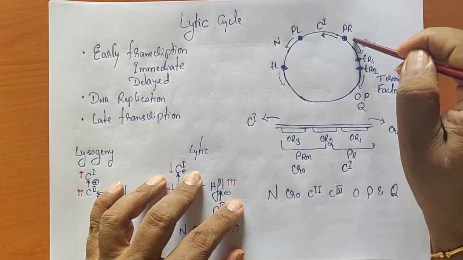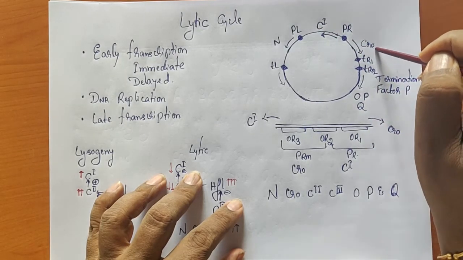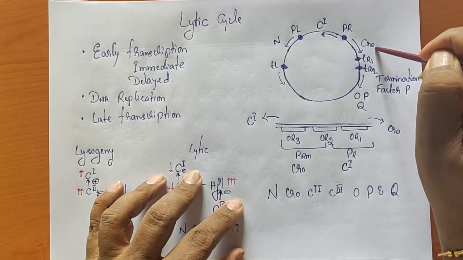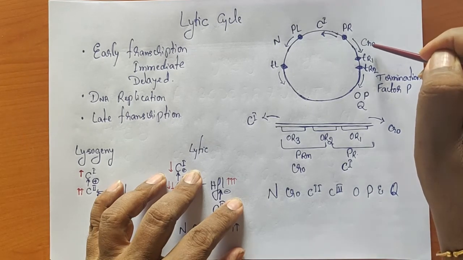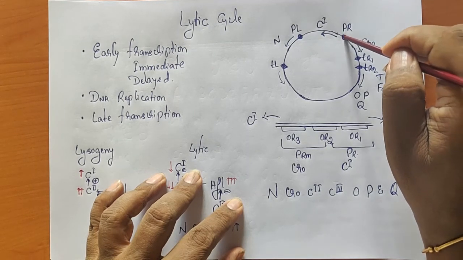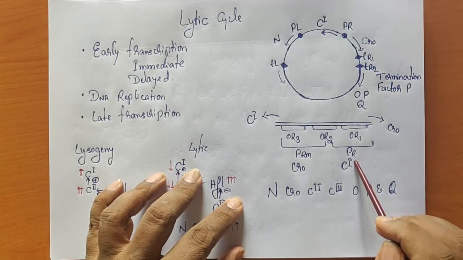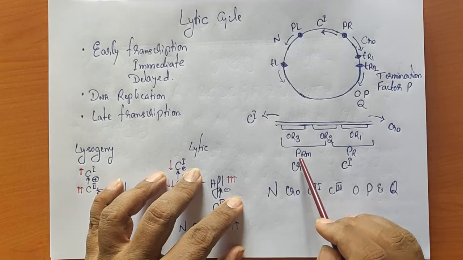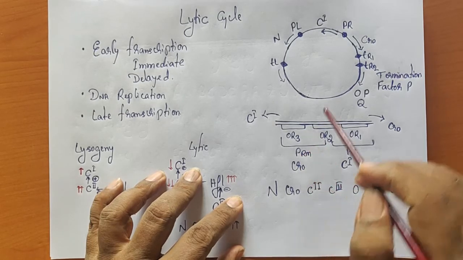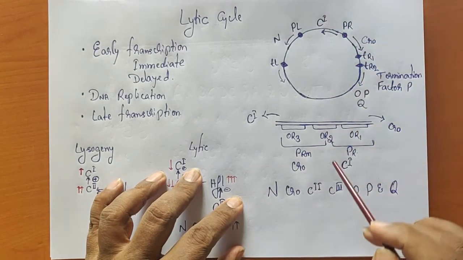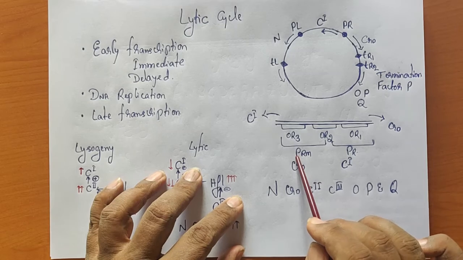Now that is done by the regulatory element CRO. So what CRO does is, the moment the CRO level is very high, this will bind to the PR promoter region. Again, it will not bind to the CRO region, but it will bind to the PRM responsible for the synthesis of C1 repressor. So this is the CRO binding region.